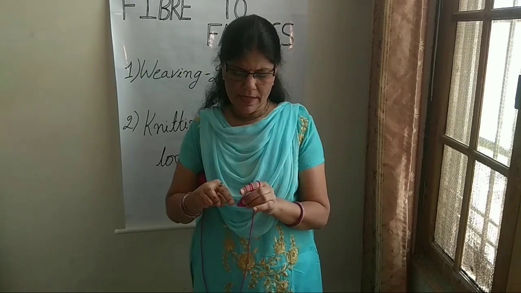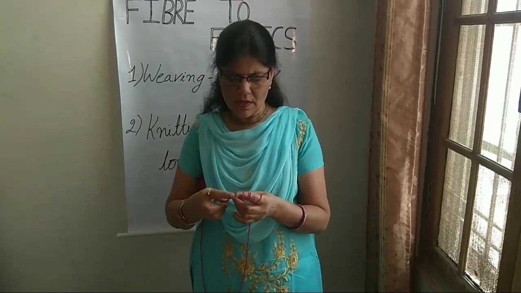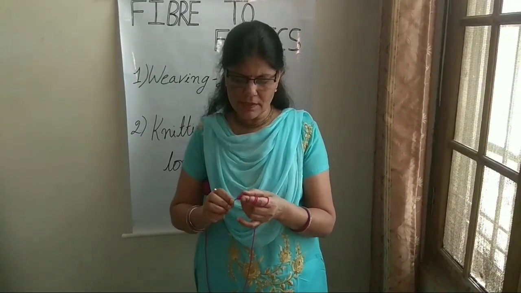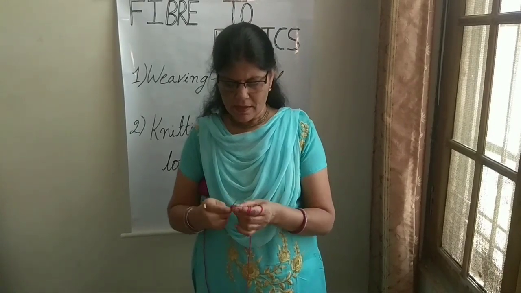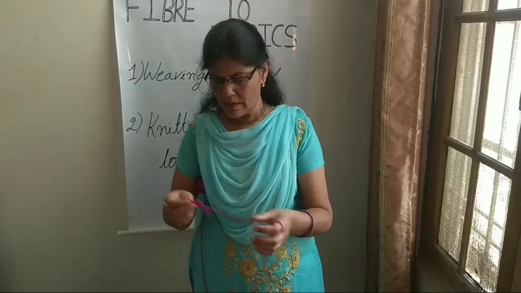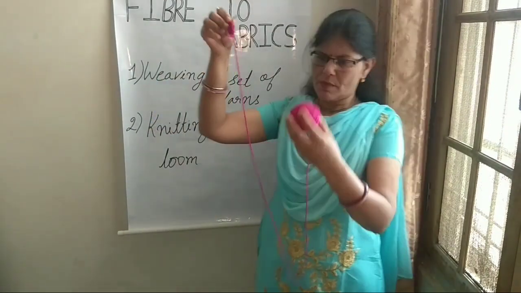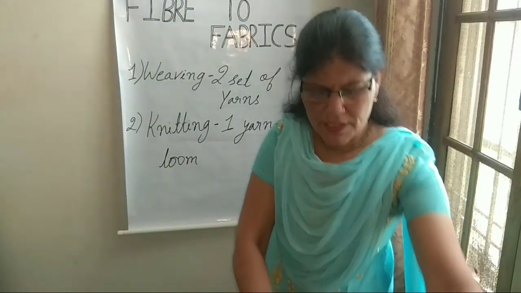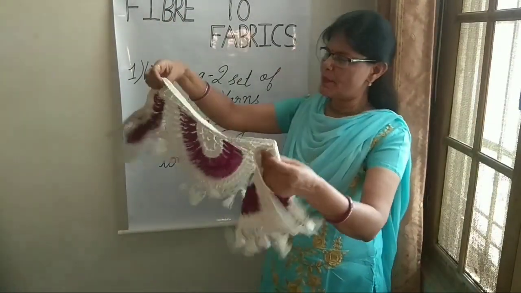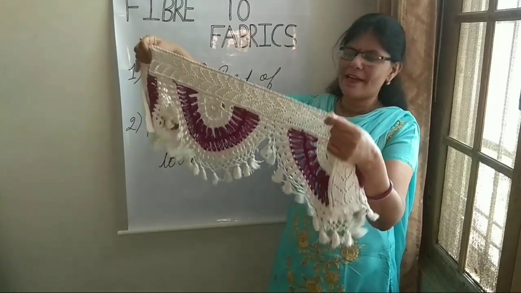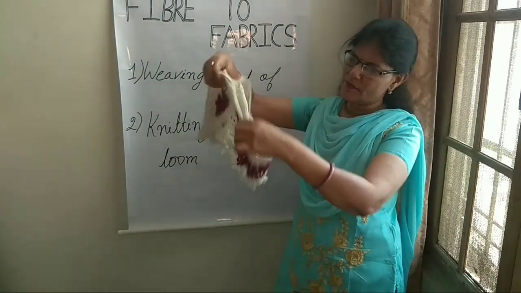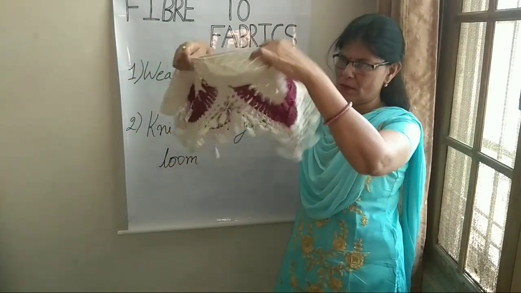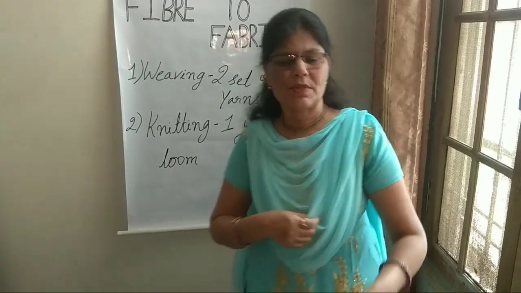So children, by using a single needle also, I can knit a sweater or any other thing. So in this way knitting can be done. I have knit this much by using a single yarn. I can show you. This is prepared by using a single needle and a single yarn. After knitting, we can have this type of wall hanging, okay, for decoration. It can be used for decoration.